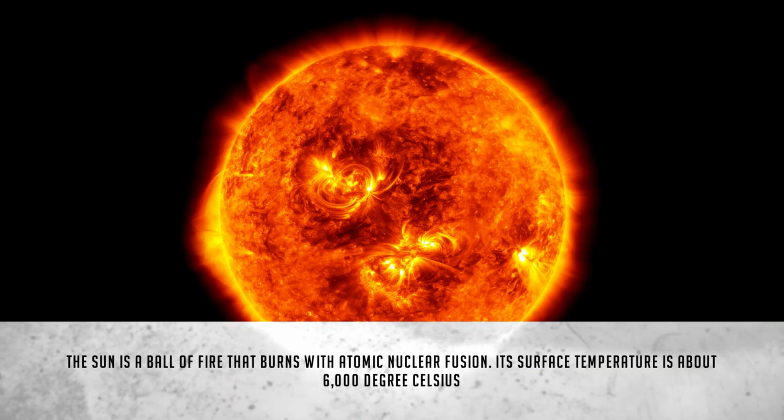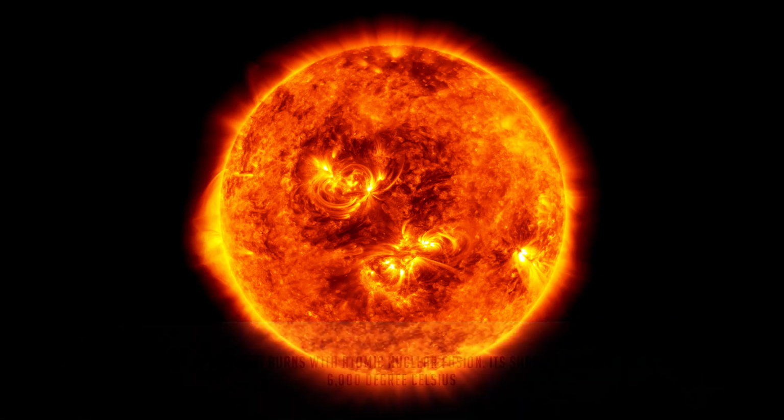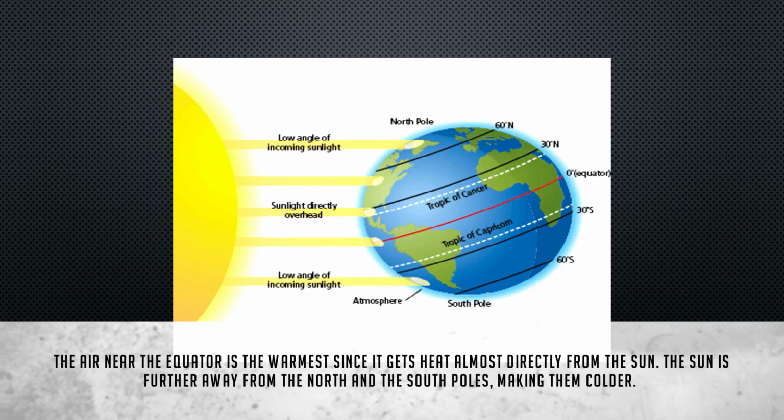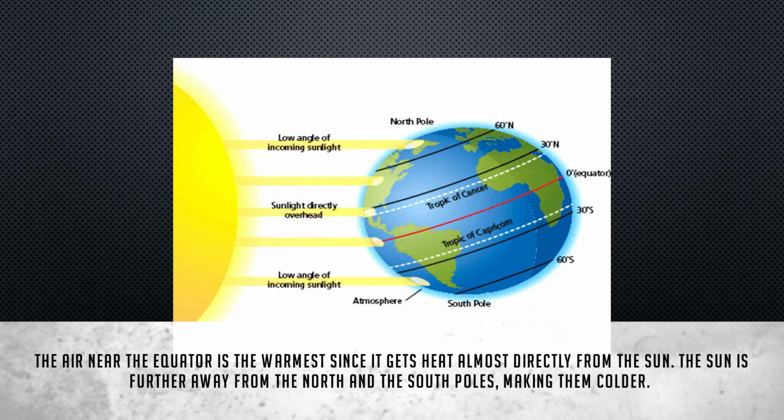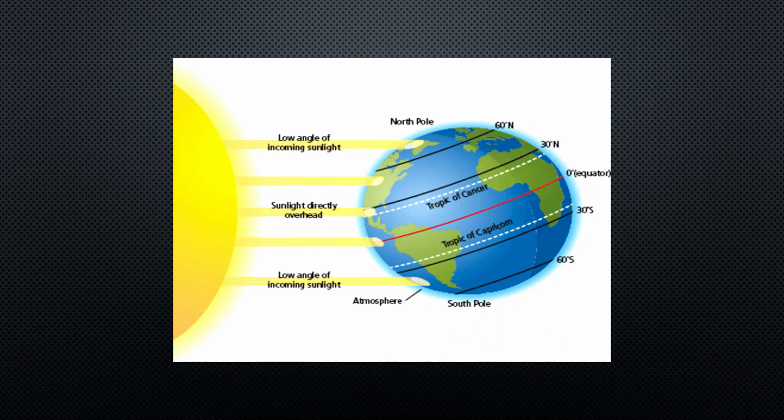The sun is a ball of fire that burns with atomic nuclear fusion. Its surface temperature is about 6000 degrees Celsius. The air near the equator is the warmest since it gets heat almost directly from the sun. The sun is further away from the north and the south poles, making them colder.